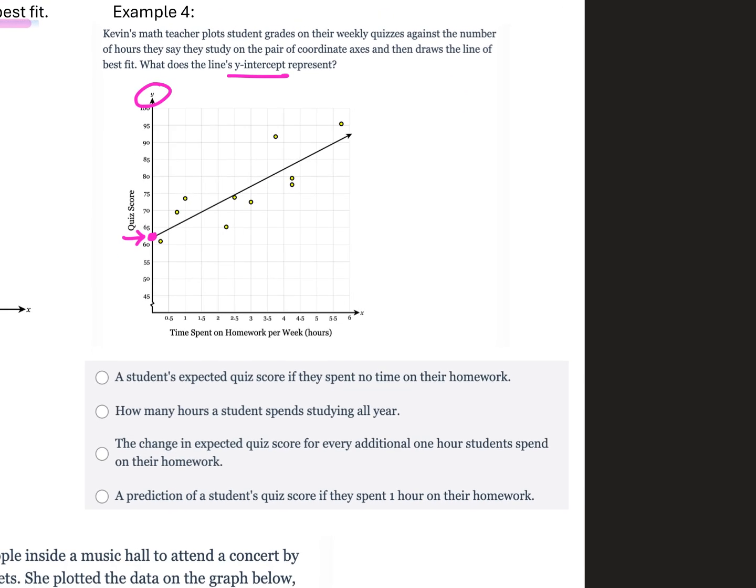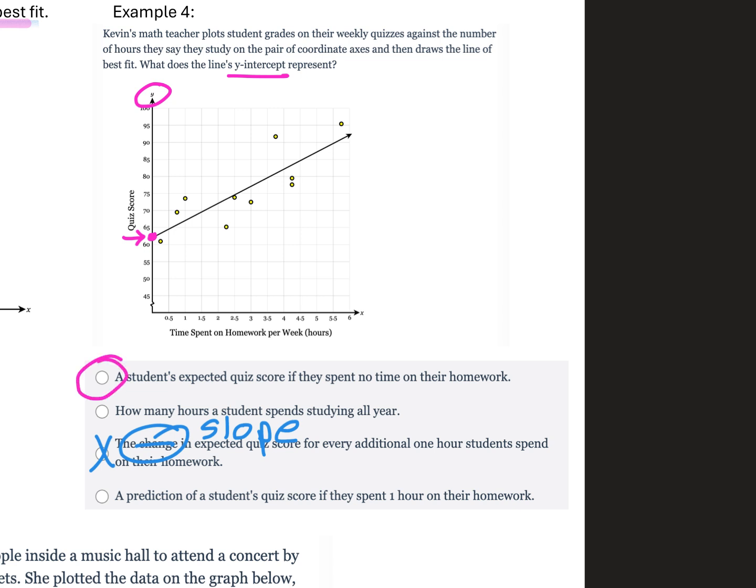First I want to make sure you know what it's not. When you see that word change, remember the word change implies that we're talking about the slope, and that's not what it's asking us about. It's asking us about the y-intercept. So that is not going to be the right answer. The correct answer is going to be A.